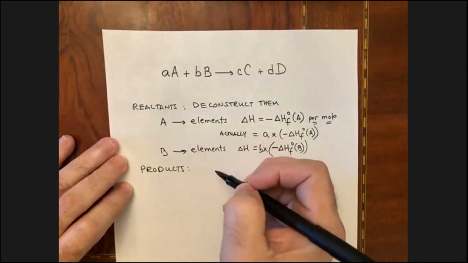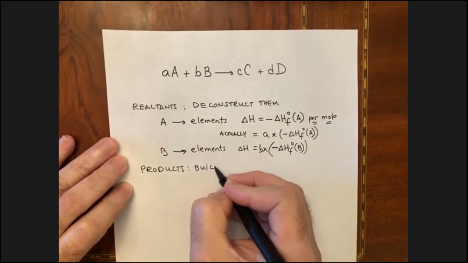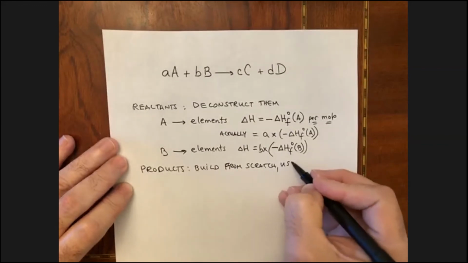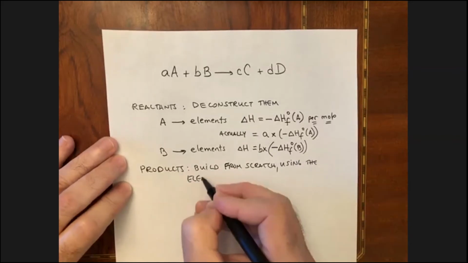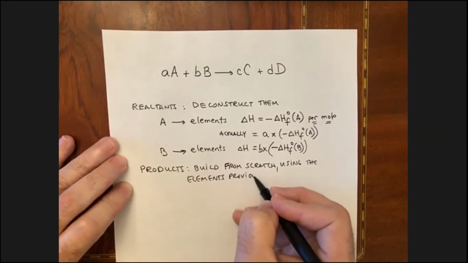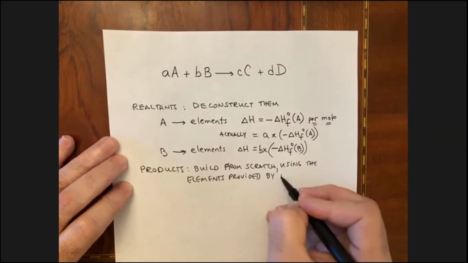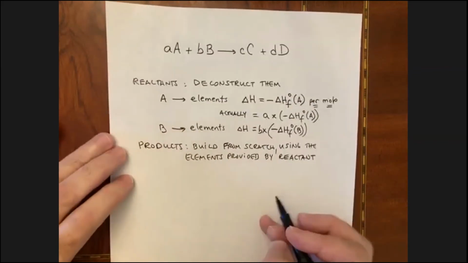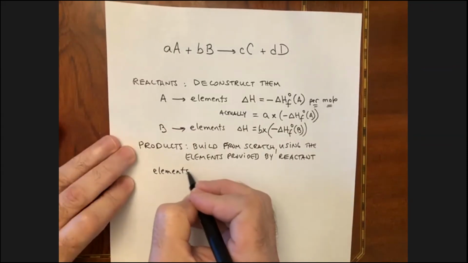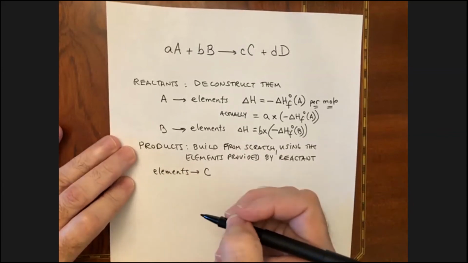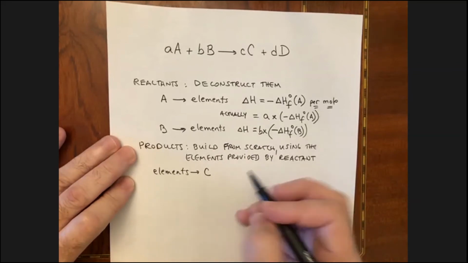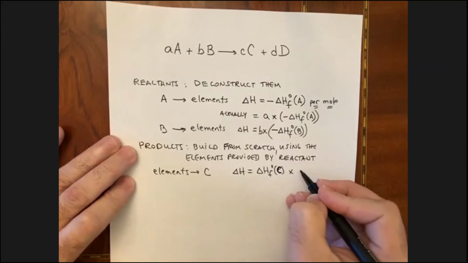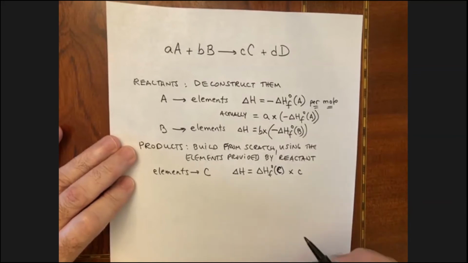We're going to take these elements, and we're going to build the products from scratch. We're going to use the elements that were provided by the deconstruction of the reactants. Just like the Lego block truck got disassembled, and now we're going to use the same Lego blocks for this. So in other words, I'm going to have some elements, whatever they are, and I'm going to make C, right? But again, this is essentially the formation reaction for C. In other words, delta H for that would be the formation of capital C times small c, because this is per mole, and this is c moles of it.